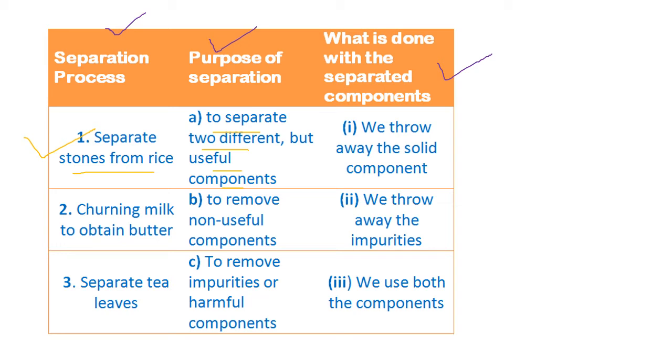Rice is a useful component. To take the useful component, we are separating it. And second, what do we do with the separated one? We throw away the solid component. If there is rice and if there is stone, what do?